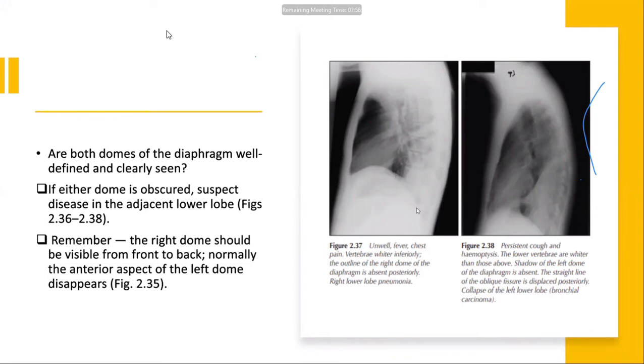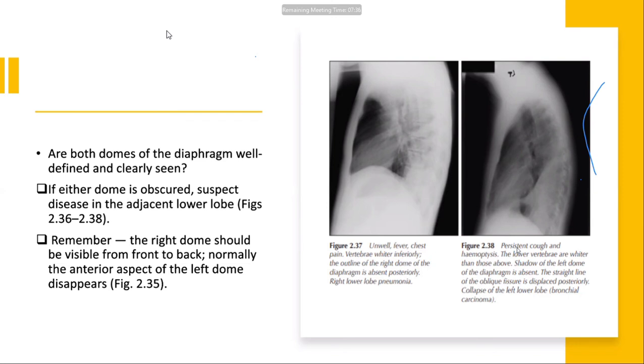Remember, the right dome should be visible from front to back. So the right dome, we have already said, should be visible from front to back. Normally, the anterior aspect of the left dome disappears, so you have to keep it in mind when differentiating between the right and left dome. You can see figure 2.38 here.